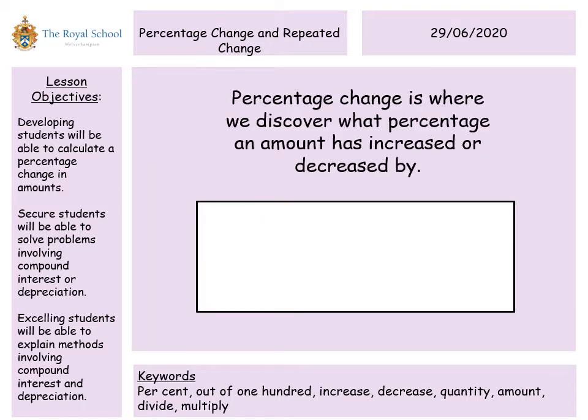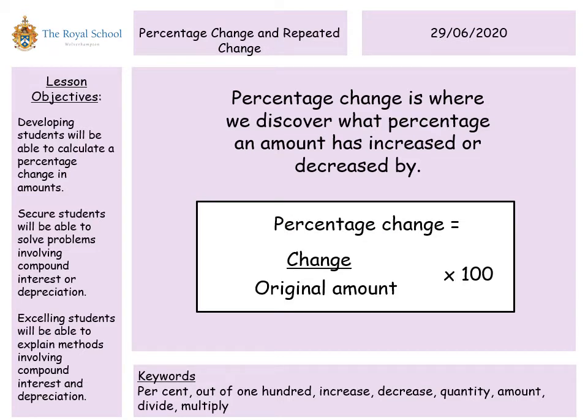For the first half of today's lesson, we're going to be looking at percentage change, and we're going to be calculating what percentage an amount has increased or decreased by. There's a little formula that's going to be well worth writing down to help you out with your notes on this. So percentage change is the change in the amounts divided by the original amount, and then that will give you a decimal answer, so we then need to times that by 100 to turn that back into percentages.